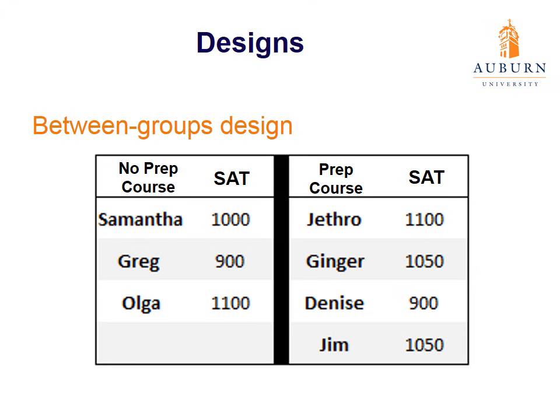Even though we can't subtract their scores from each other, we can get a mean for each group. In other words, I can take Samantha, Greg, and Olga's SAT scores, average them, and get a mean for the no prep course condition. I can also do the same thing for the prep course condition: take Jethro, Ginger, Denise, and Jim's scores, add them together and divide by 4 to get an average for the prep course condition. Then I can compare the two groups to each other through their means. That's what you have to do with the between groups design: you can't compare the individuals within the groups to each other, but you can compare the group means from each of the groups to each other.